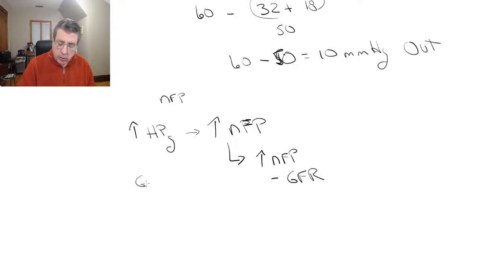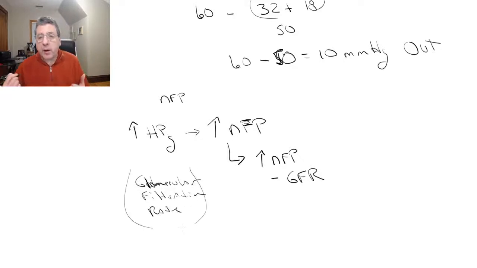GFR, glomerular filtration rate. It's getting too late, I'm making spelling errors more often. So that stands for glomerular filtration rate. So how much filtrate is coming through? If you increase your net filtration pressure, you're going to increase how much filtrate is coming out of the glomerulus, or your glomerular filtration rate.